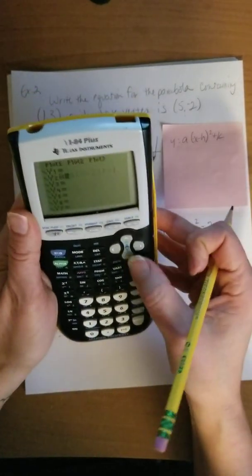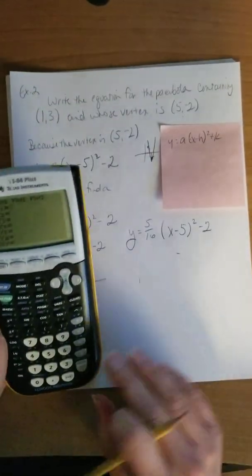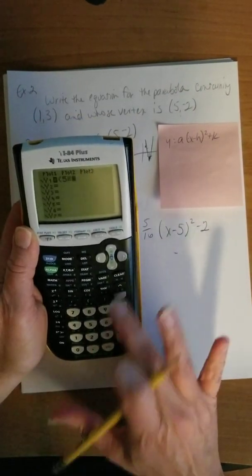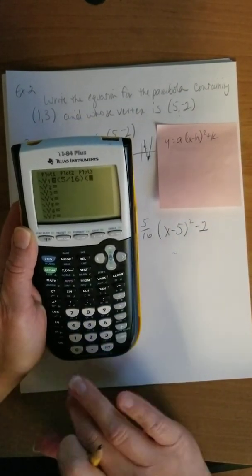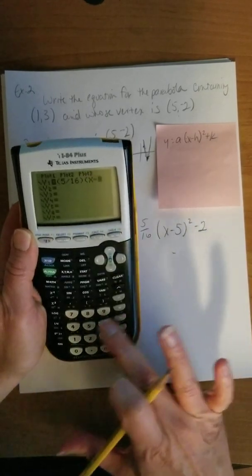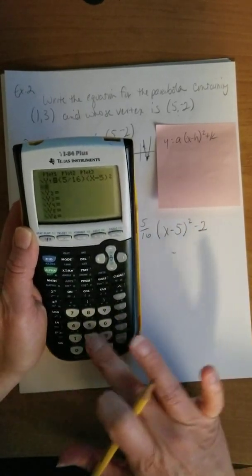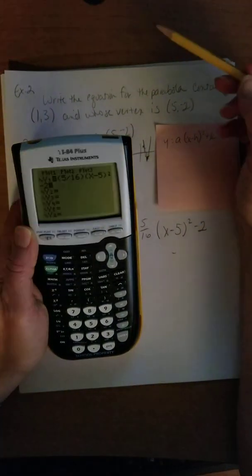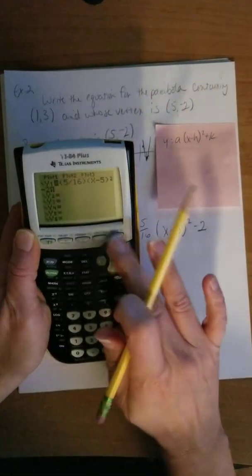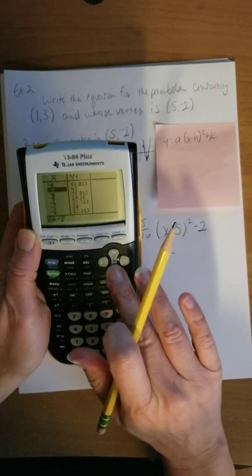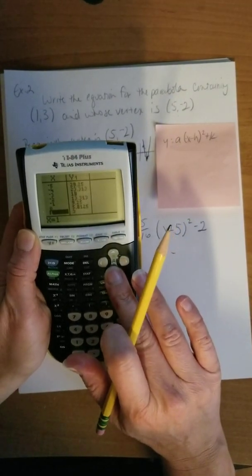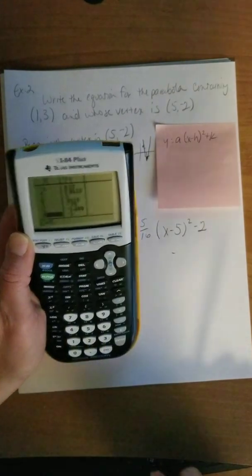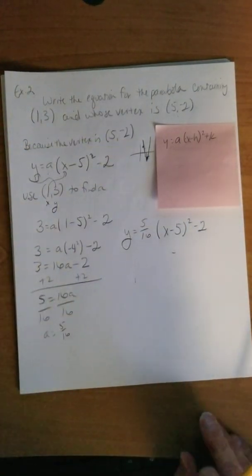I'm going to put the equation in here because there's only one. 5/16, so I'm going to put 5/16 in parentheses. And then x minus 5 squared. And then minus 2. All right, here we go. My goal is to have 5, -2 in there and 1, 3. Cross my fingers. 5, -2 and 1, 3. So 1, 3 is my first one. There it is. And 5, -2. There it is. Feeling good about it. So that checks.